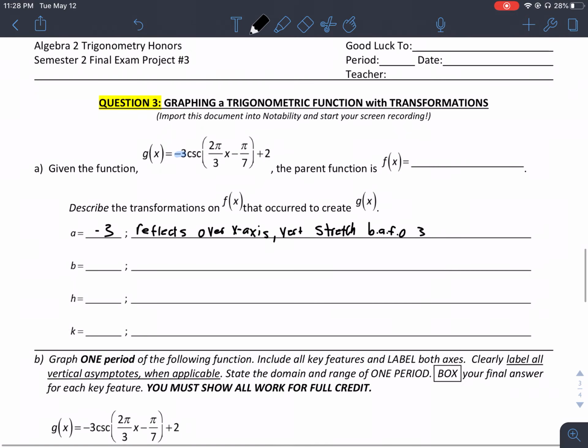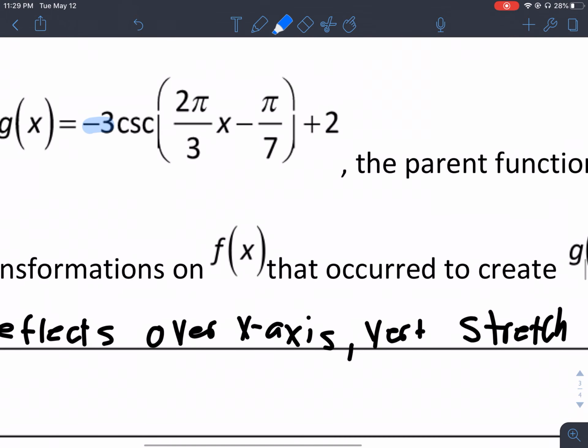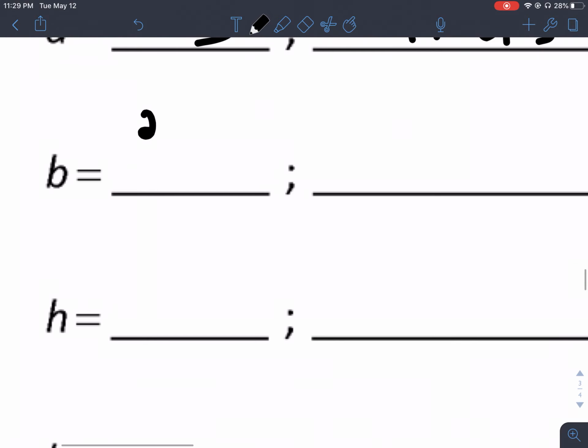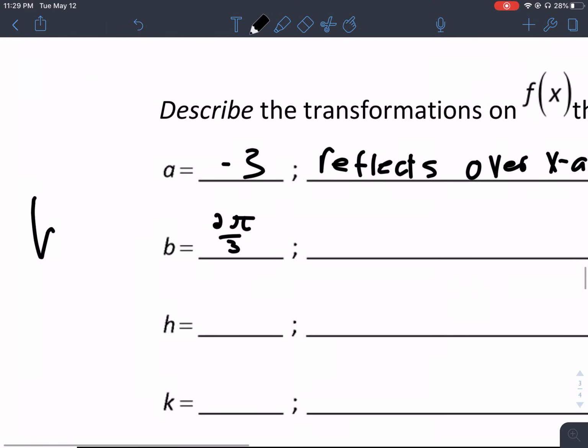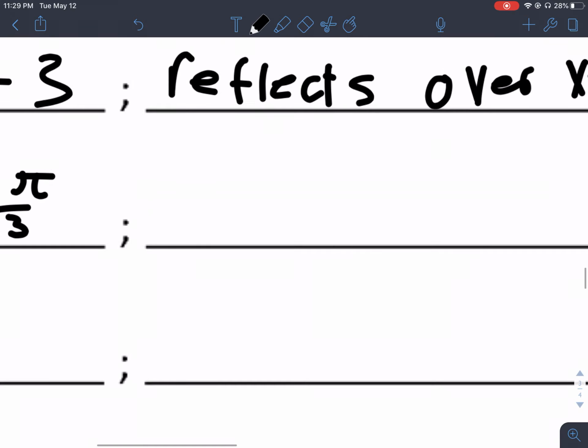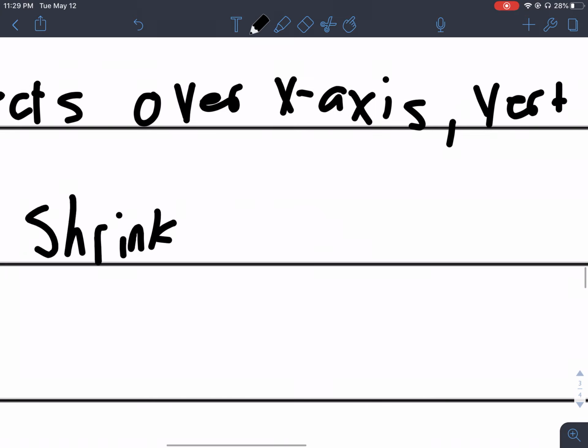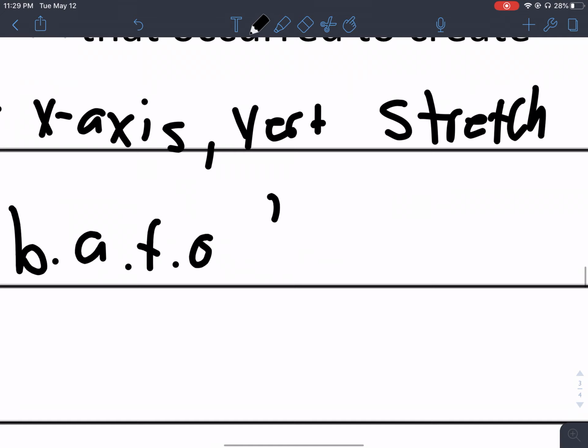Okay, so the B value, let me change colors, is right here. So B is 2 pi over 3. And since B is greater than 1, it is a horizontal shrink by a factor of 2 pi over 3.